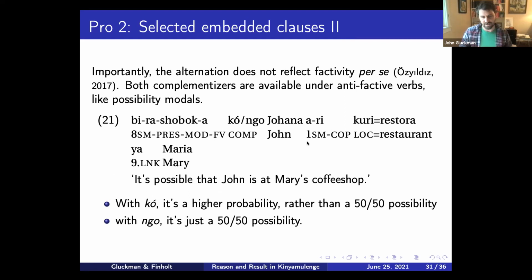We do want to emphasize that Ko and Go do not encode a factivity distinction. So you may have suggested to you that Ko and Go reflect factivity per se. They do not. You can get these under purely anti-factive verbs like possibility modals. So I can say things like, it's possible that John is at Mary's coffee shop. Ko and Go are both perfectly acceptable in this sentence. Ko gives something like a higher probability, like you're more sure, whereas Go is 50-50.